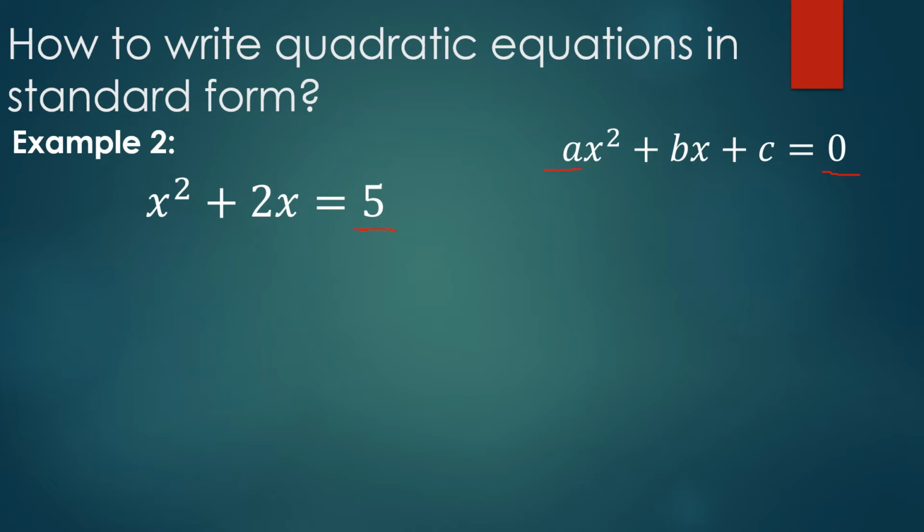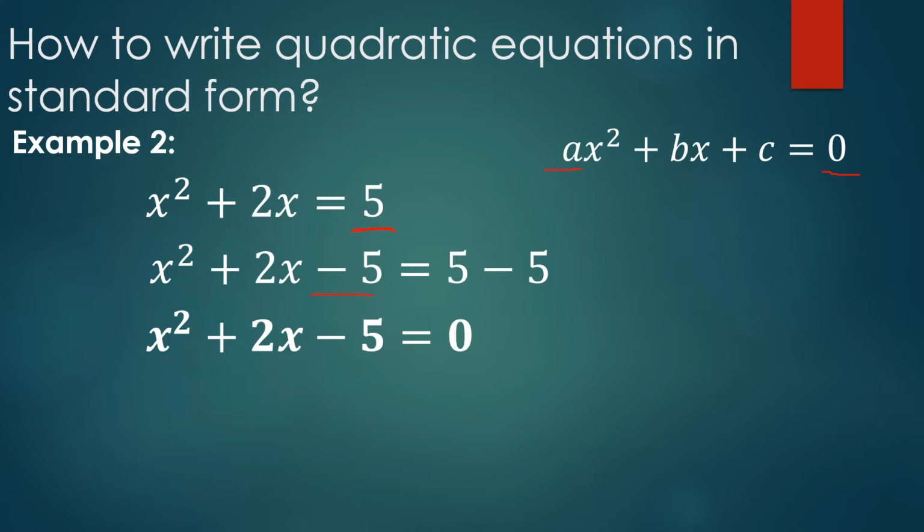We are going to add the opposite of 5 to both sides of the equation. By the addition property of equality, we are going to add negative 5 to both sides to make the right side of the equation equal to 0. So we have x squared plus 2x minus 5 is equal to, what is 5 minus 5? That is equal to 0. So we have x squared plus 2x minus 5 is equal to 0.